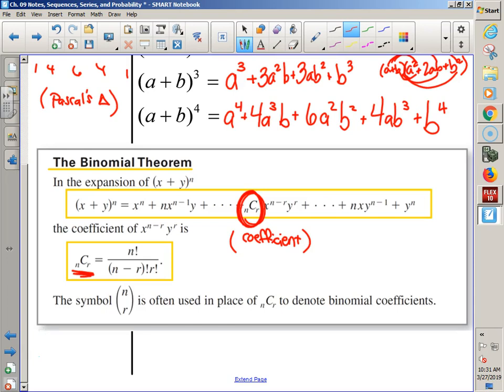But that's okay. We know what factorials are, right? If this was 10, it'd be 1, 2, 3, 4, 5, 6, 7, 8, 9, 10. True? So we can go ahead and take n factorial over n minus r factorial times r factorial. Check it. Who is n? Who is r?